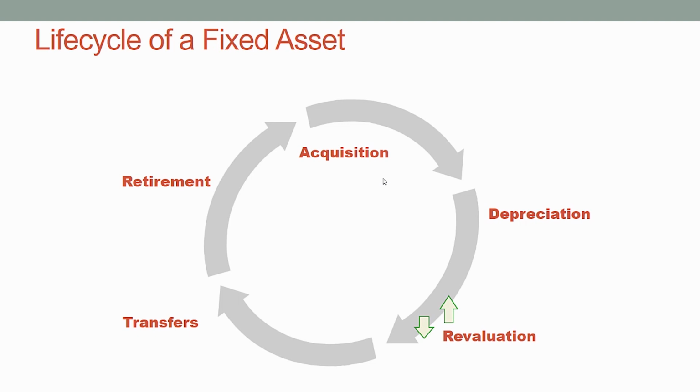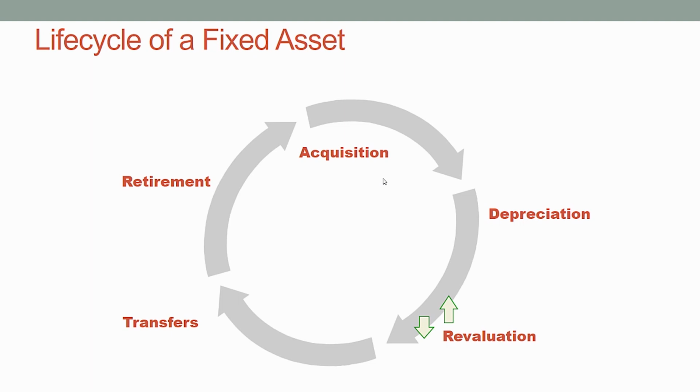Another example could be an accident in the factory, maybe a small fire which has damaged the asset. We can still use the asset, but the market value has gone down significantly, and we have to give it extra depreciation for this reduction due to the accident. That's again a revaluation of the asset. Sometimes we have to revalue the asset upward, so that's a write-up of the asset.